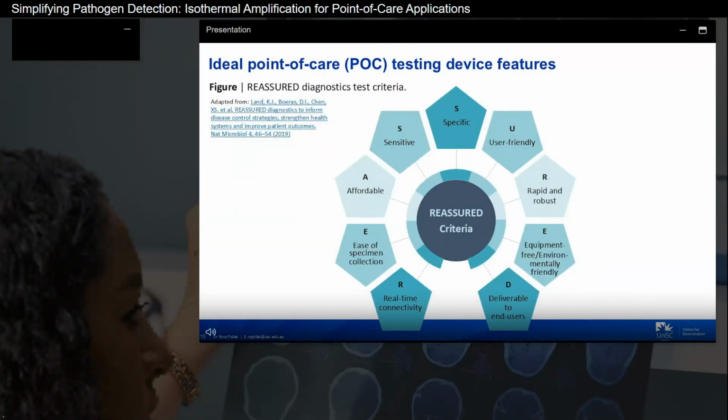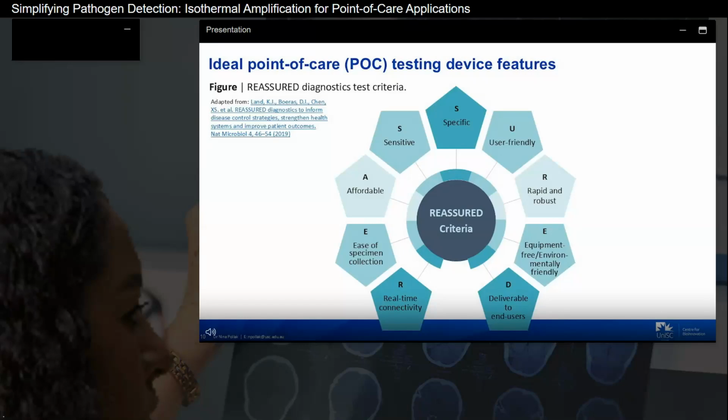Imagine a world where point-of-care testing is not just a luxury, but a standard for effective disease management. This vision is driven by a set of principles known as ASSURED, a framework developed by the World Health Organization back in 2003 to guide the creation of ideal diagnostic tests. The criteria were updated in 2019 from assured to REASSURED. So let's explore these REASSURED criteria.